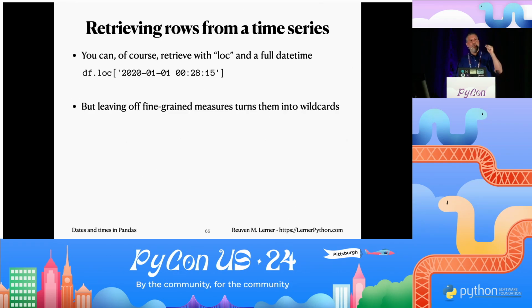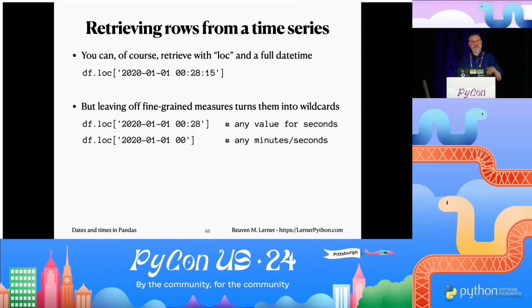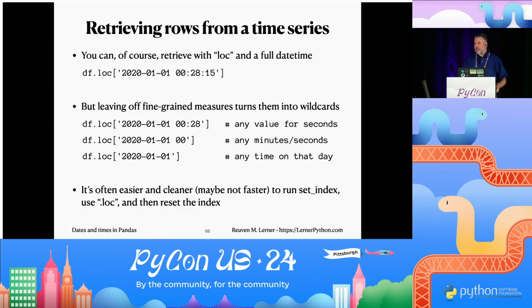But if you leave off the fine-grained measurements, they become wildcards. For example, if you leave off seconds, it matches any number of seconds at 28 minutes past midnight. If you leave off the minutes, it matches any minutes and seconds so long as the hour is midnight. And if you leave off the time, it matches anything on that date. And so I've found it might not be faster, it might not be more efficient, but boy, oh boy, is it easier to keep track of if I sometimes set a column to be the index with set_index, use .loc in this way, and then reset the index.